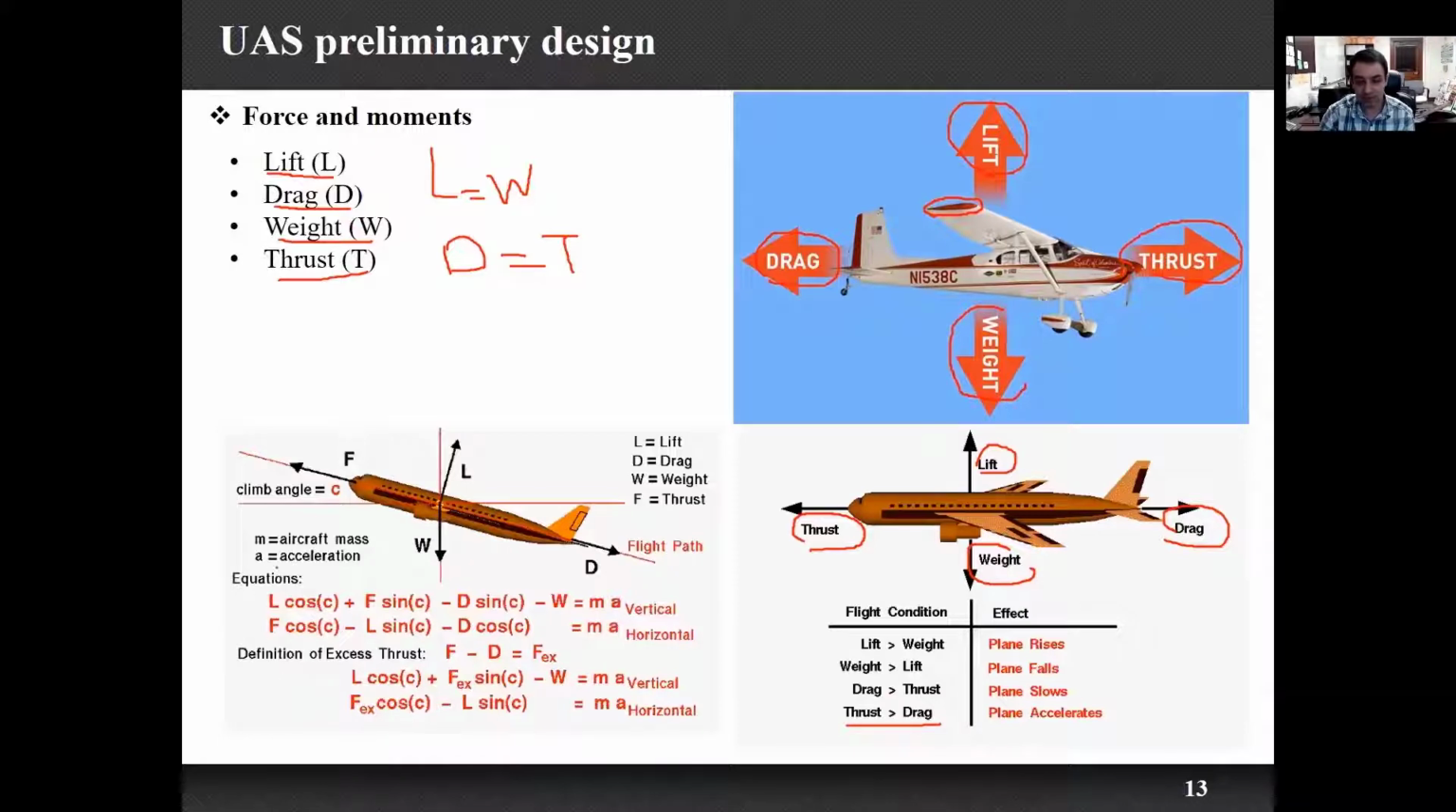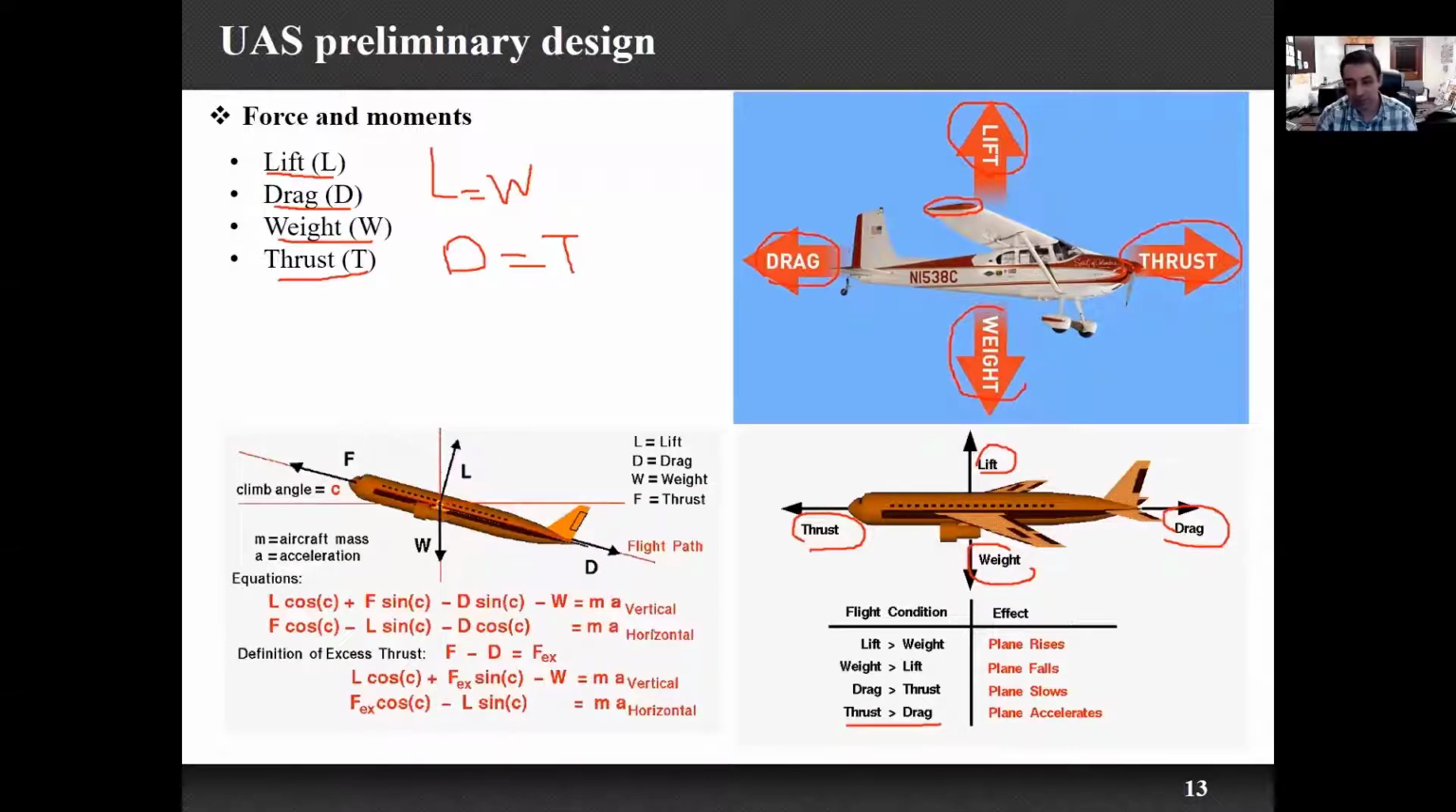As I said, I'm not going to discuss these equations, but if you want to go over them, they actually show how you can extract the equations for the x-axis and y-axis of the forces which are acting on the airplane.